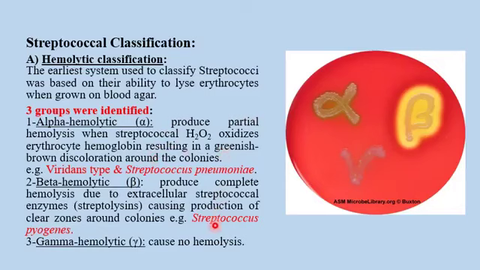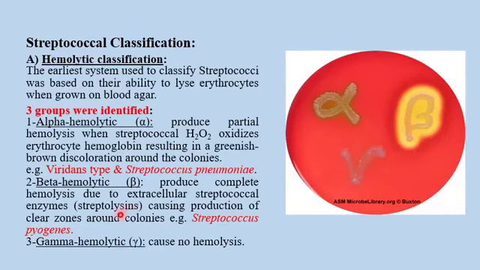الجروب الثاني بيتا هيموليتيك streptococci, they produce complete hemolysis due to the extracellular streptococcal enzymes اللي هي الستريبتولايزنز اللي هنتكلم عنها طبعا النهارده, causing production of clear zones around the colonies. Example is Streptococcus pyogenes. As you see here, this beta group did complete hemolysis للبلاد، فواضح ان البلاد بقى لونه يالو يعني حصل complete hemolysis.